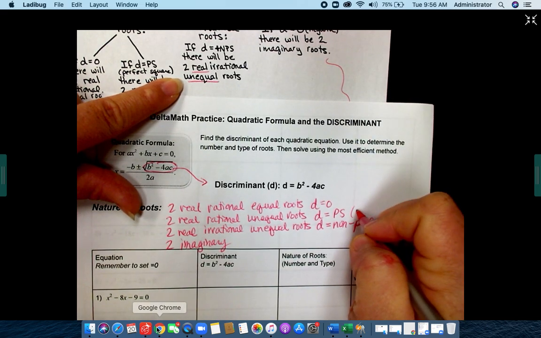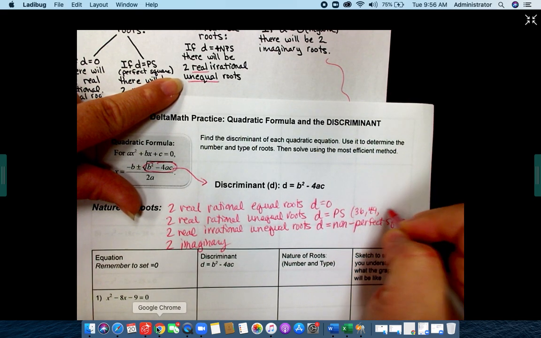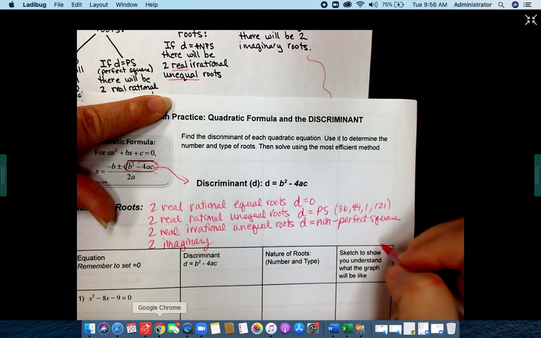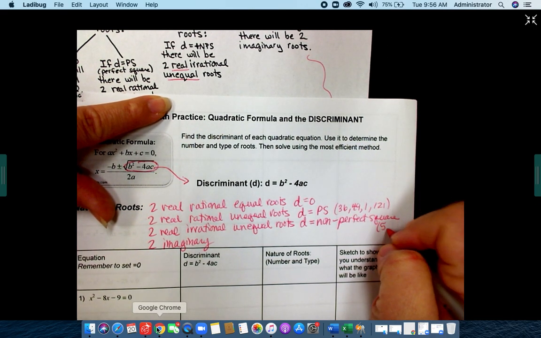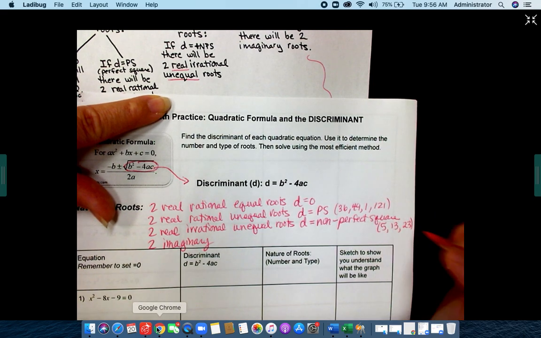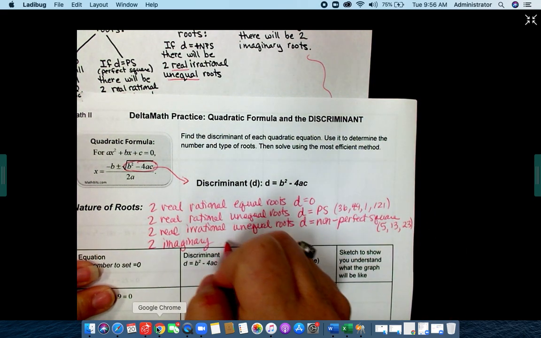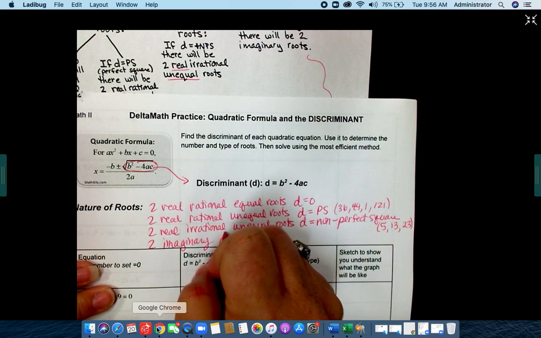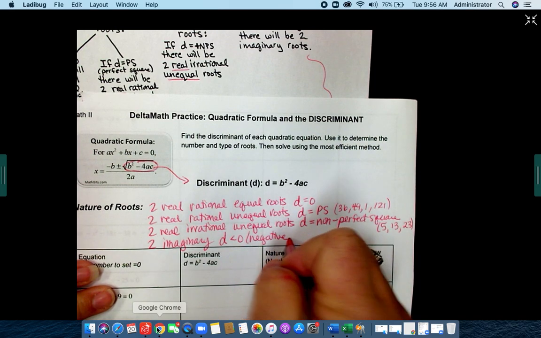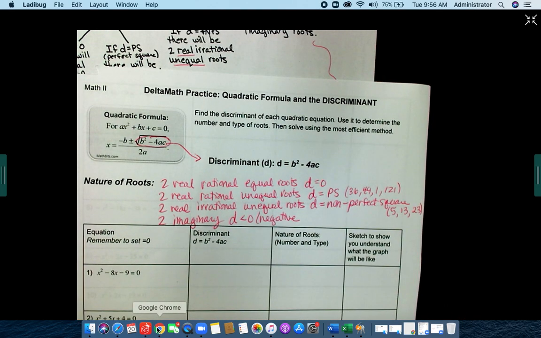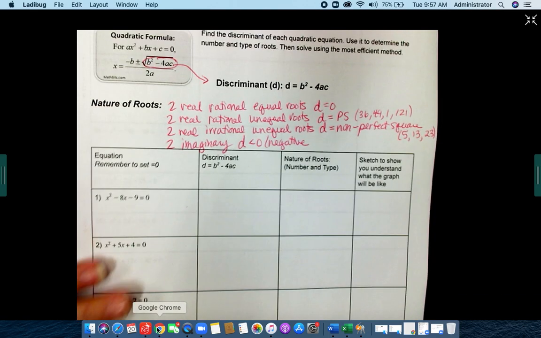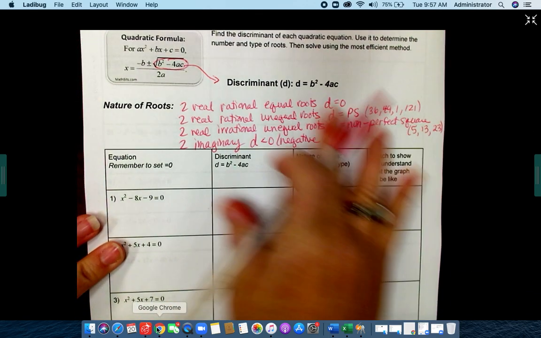So, for example, 36, 49, 121, etc. Non-perfect squares like 5, 13, 23 are not perfect squares, right? And imaginary is going to be when your discriminant is less than 0, meaning negative, okay? So that's really all you're focusing on today.